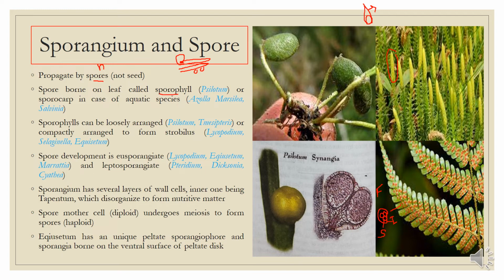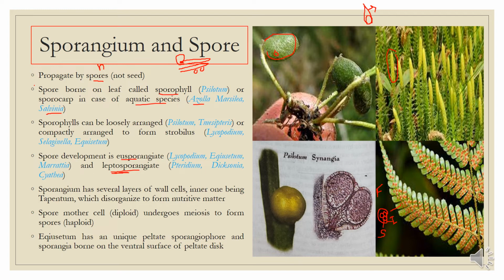But what will happen in aquatic species? The aquatic species have sporangia inside this sporocarp. This sac-like structure is called the sporocarp, and inside it contains the sporangium. This is found in aquatic species of water fern like Azolla, Marsilea, Salvinia. So these types of aquatic species have a sporocarp.